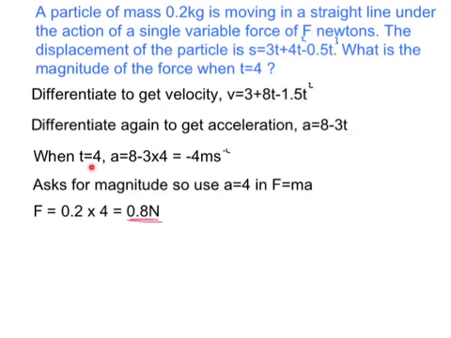I then put t is 4, because that's what it says, into the acceleration, and I know at time t is 4, the acceleration is -4 meters per second squared. It wants the magnitude of the force, so all I do is put 4 into F equals ma, and boom, I get 0.8 newtons. Tiny little force.